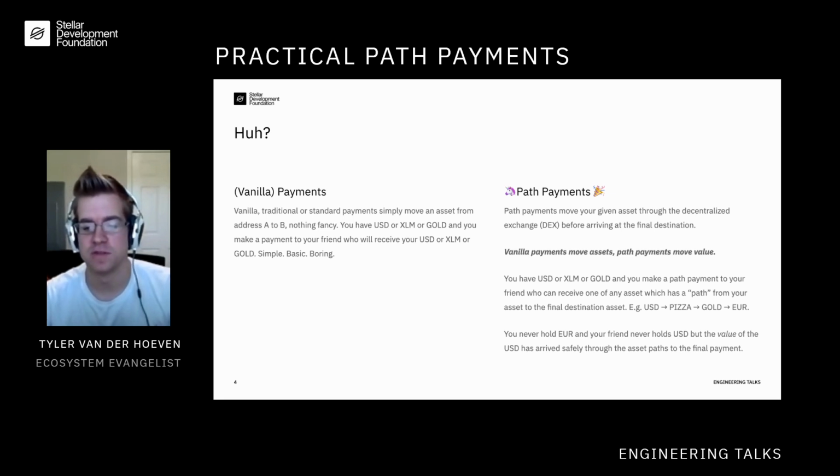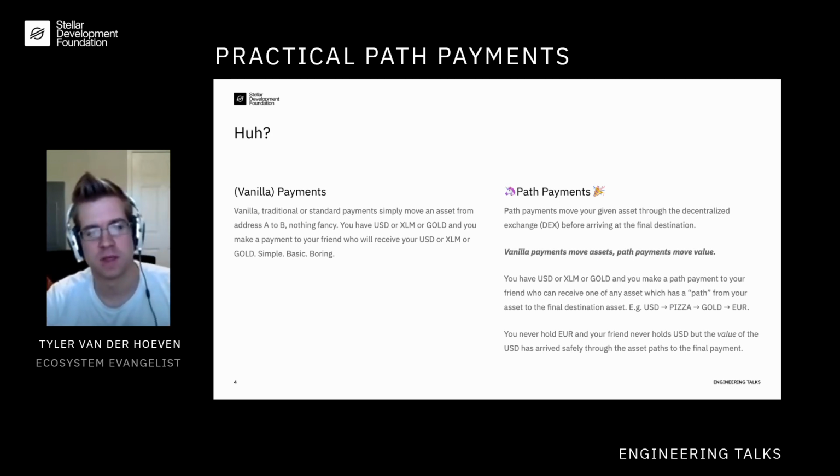Never holds USD, but the value of my USD has arrived safely through the asset paths of pizza and gold in that case to you in this final payment. So you've received the value of my USD. You've just received it in a euro token. So let's take a look at the practical aspect.